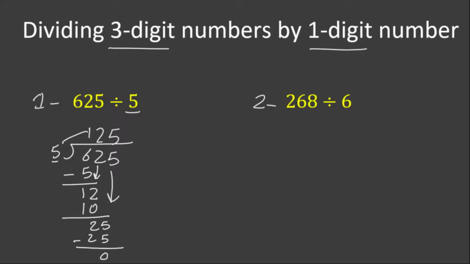By solving this problem, we can see that we have a few steps to divide a three-digit number by one-digit number. The first step is to divide. We first divide, in which we divided 6 by 5, and then subtract. We, in this problem, subtracted 5 from 6 and got 1. The next step is to bring down.